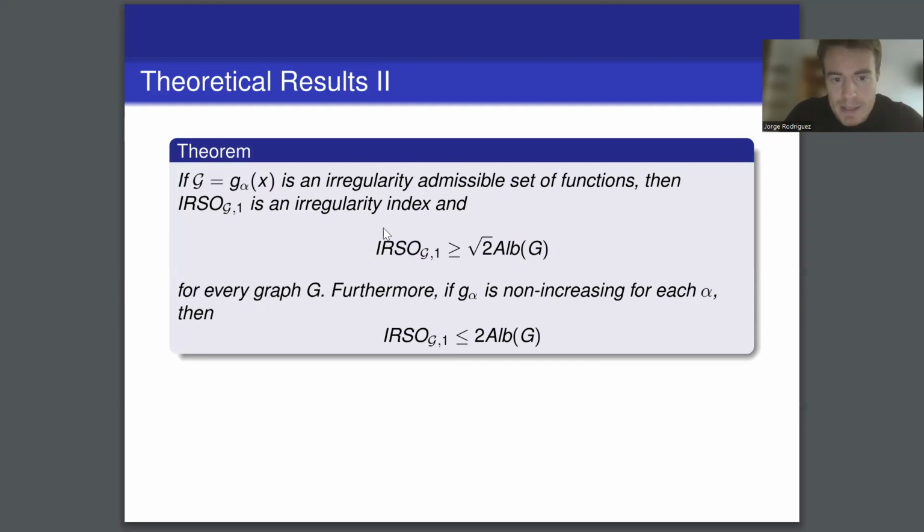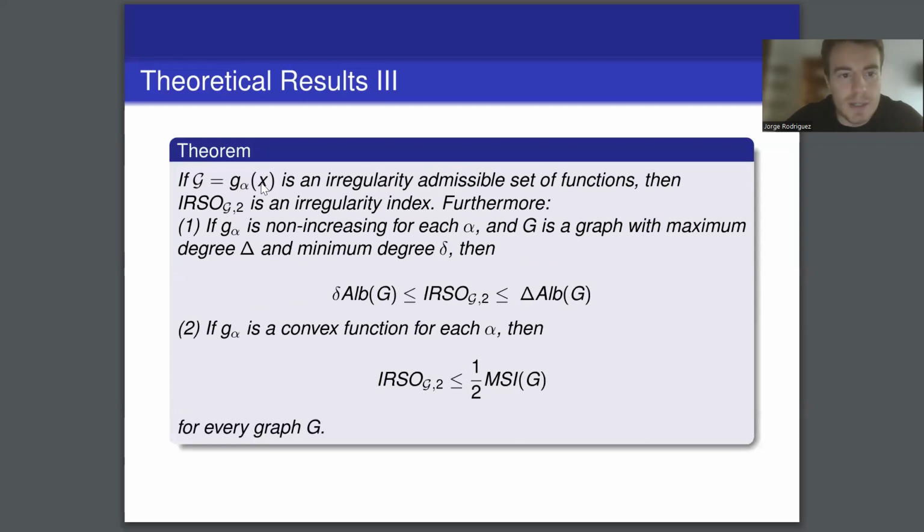we can check that the irregularity Sombor index 1 is going to be bigger or equal than the square root of 2 times the Albertson index for every graph G. And furthermore, if G of alpha is not increasing for each alpha, then we are going to get that the irregularity Sombor index 1 is going to be smaller or equal than 2 times the Albertson index. Okay, so we're going to get some bounds for the irregularity Sombor index if these properties are fulfilled.